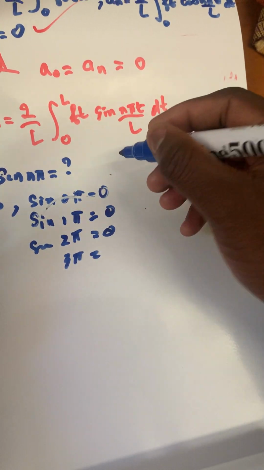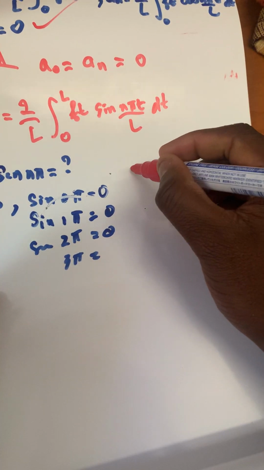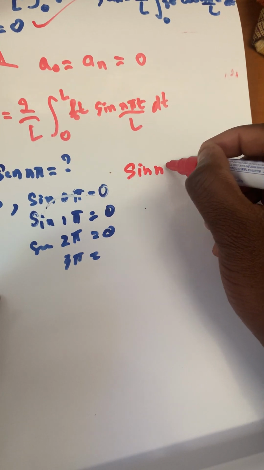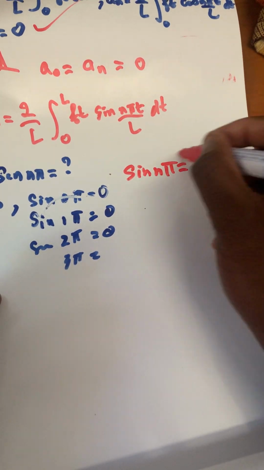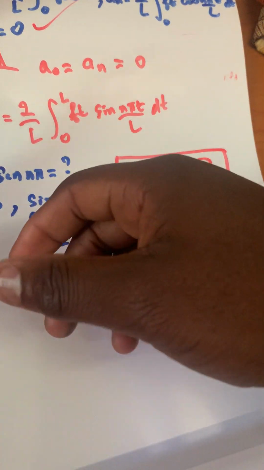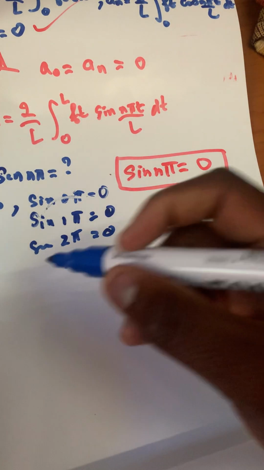So you can derive that. You can say sine of n pi equal to 0. You see, you do not have to memorize it. You can derive it. Now we have another one which is very interesting.